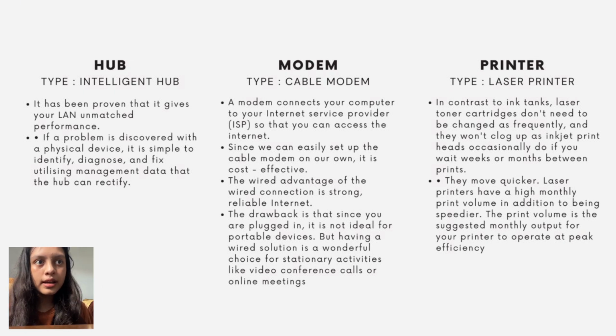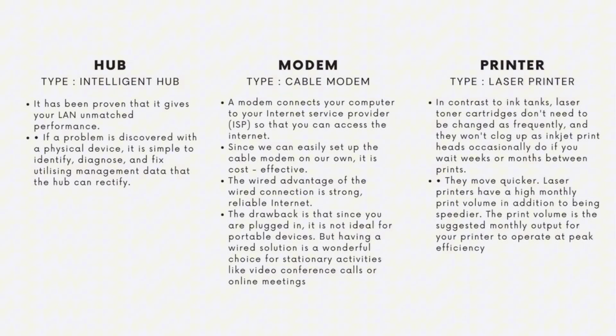The next component is hub, and for hub we decided to use an intelligent hub. An intelligent hub has been proven to give your LAN unmatched performance. If a problem is discovered with a physical device, it is simple to identify, diagnose, and fix.